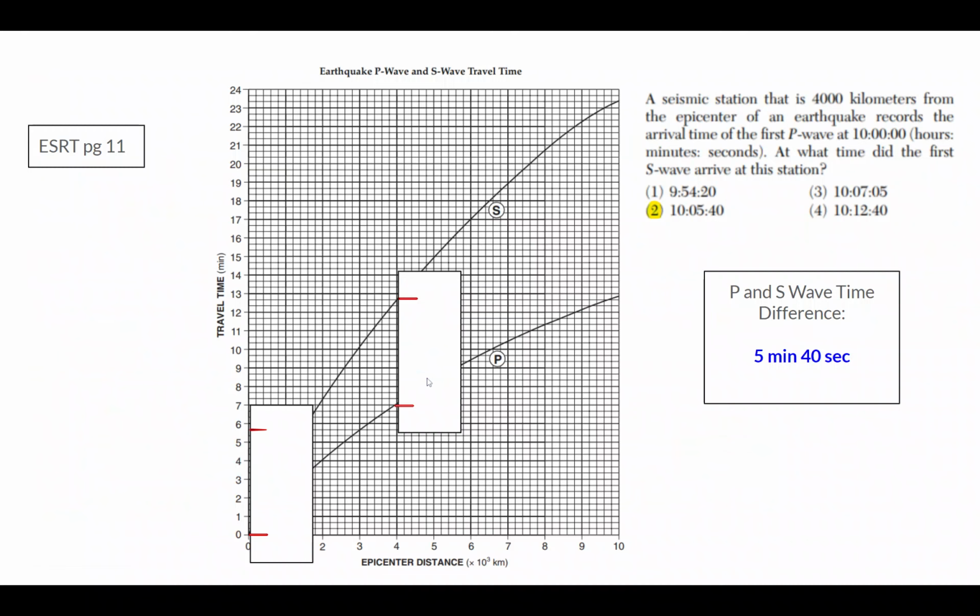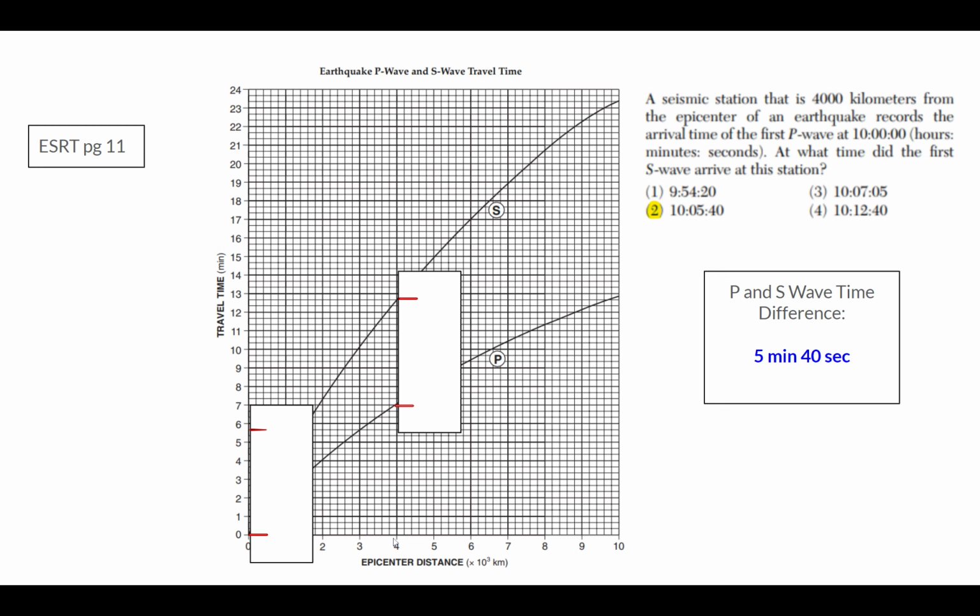For this question, you need to go on your reference table, page 11, and you need scrap paper. To find out the answer for this, based on when the P wave arrived, when did the S wave arrive, you need to find the time difference between the P and the S wave. So that's why we are using scrap paper. I'm given that the distance is 4,000 kilometers of the epicenter of the earthquake. So here's the epicenter distance in the x-axis.